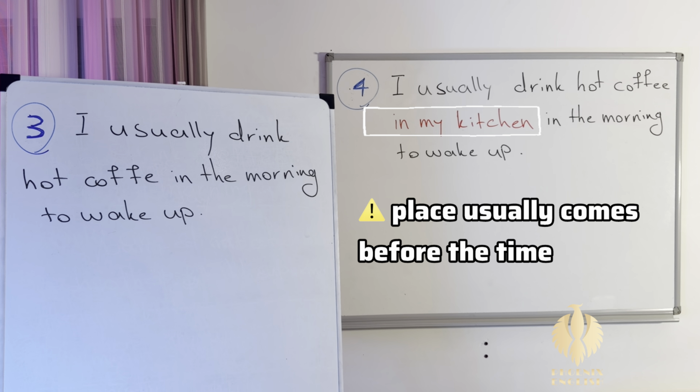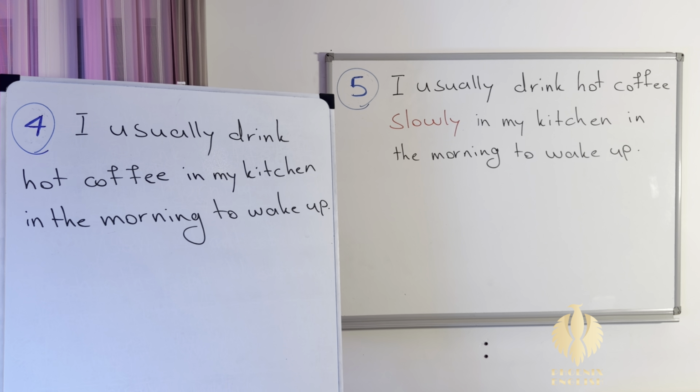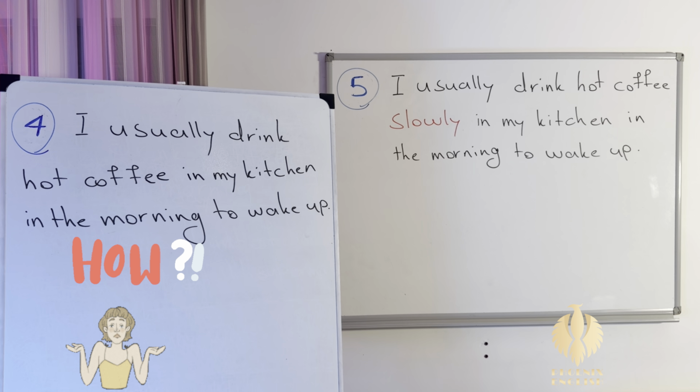And about the location. In English grammar, place usually comes before time. So in my kitchen pushes its way in just before in the morning. Step 5, adding manner. I usually drink hot coffee slowly in my kitchen in the morning to wake up.